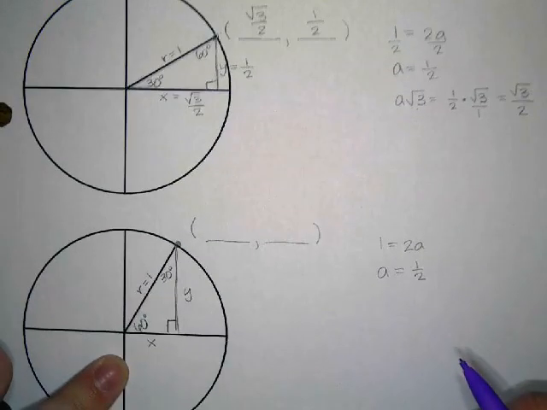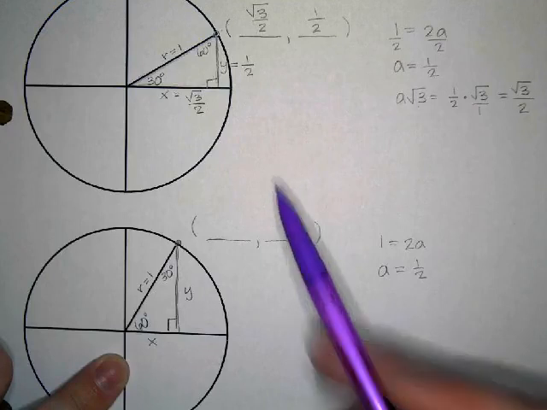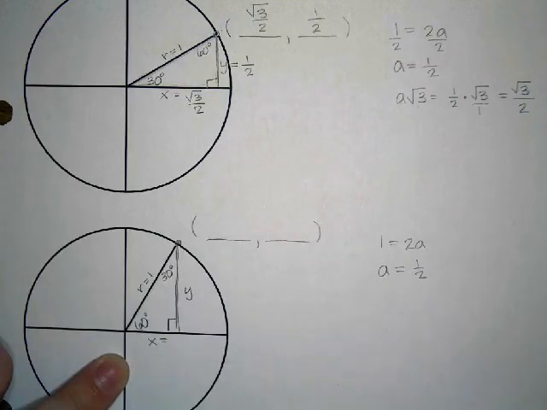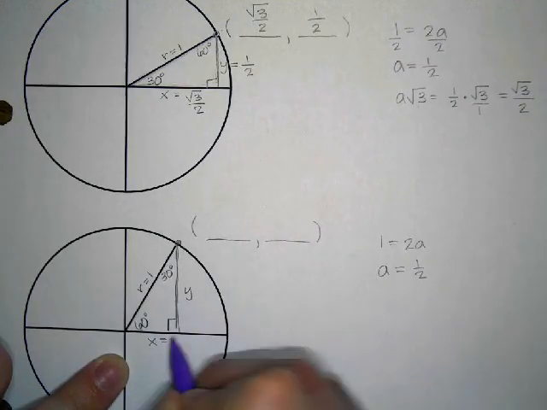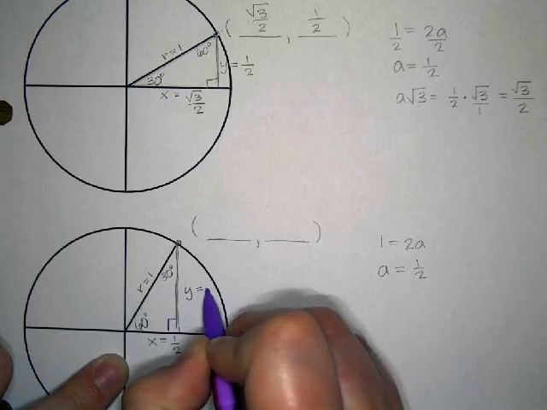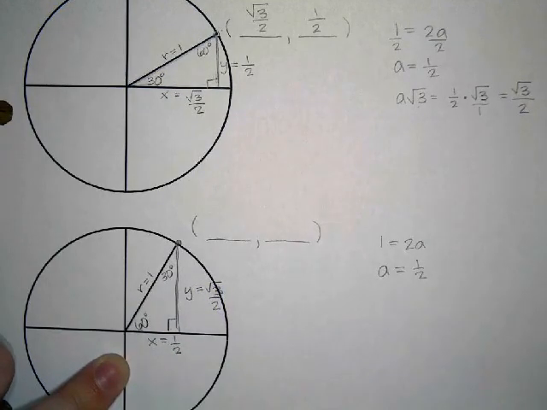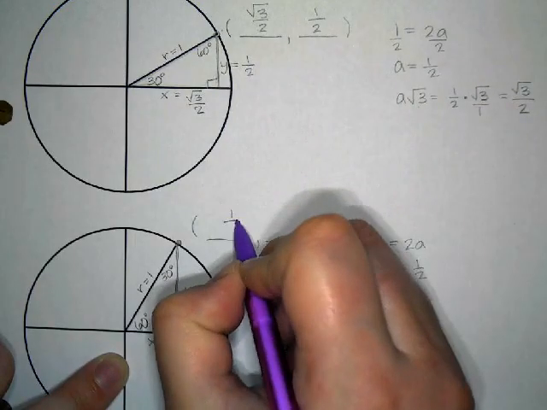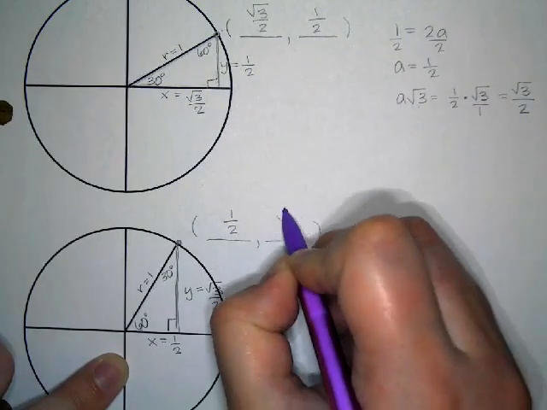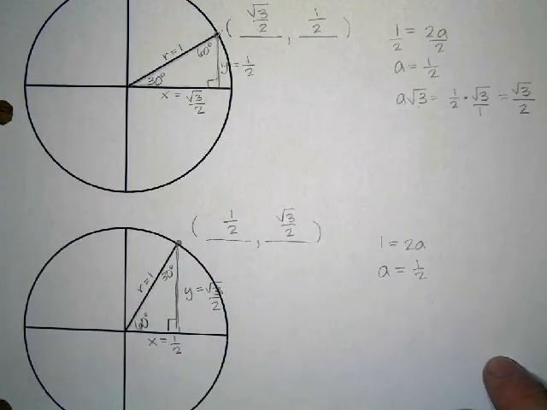So if we compare this to the previous triangle, what is the length of x going to be? 1/2. And what is the length of y going to be? √3/2. Okay, so my x coordinate is 1/2, my y coordinate is √3/2. Okay, so let's go back to our unit circle.